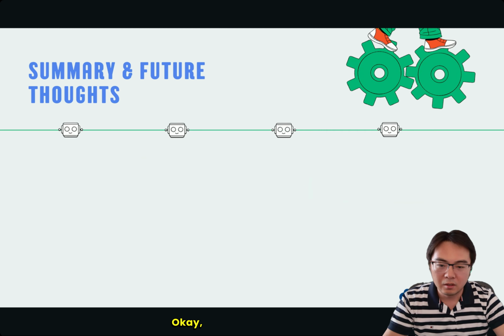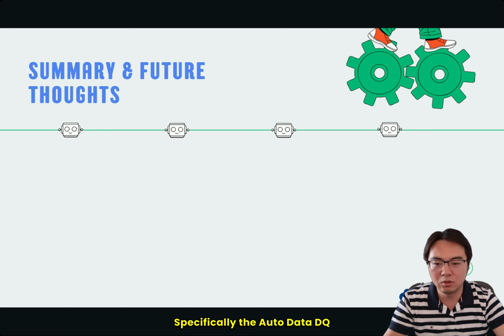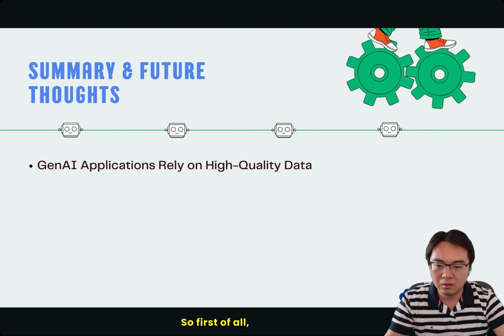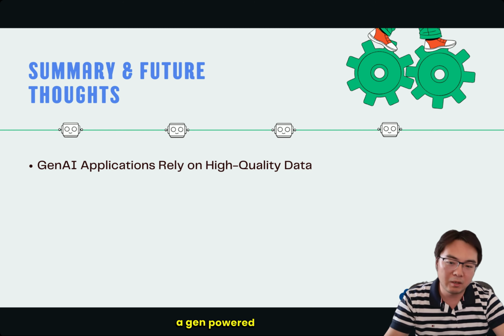Okay. Let me do a quick recap. I've shown a solution on how a combination of Dataplex, specifically the Auto Data DQ solution, combined with YAML, is a very powerful solution. Data quality is important. Everyone's talking about GenAI applications, which is great and very powerful. I had an idea how I can make this data quality stuff a GenAI powered thing as well.